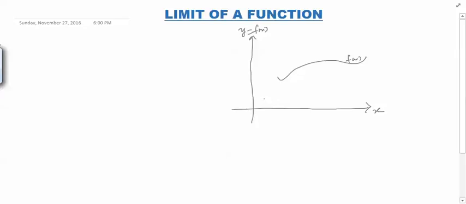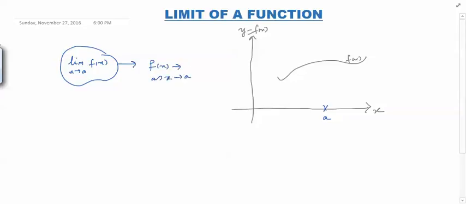And suppose you have a number in your domain. This is a number a. And I want to look at this quantity, limit x tending to a of f of x. What is this quantity? By definition, this is a quantity to which your function f of x will approach as x approaches a. What does that mean?